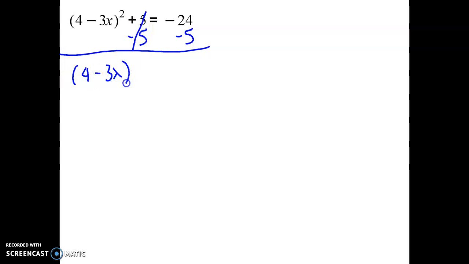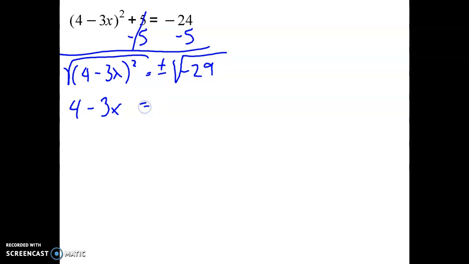So I've got 4 minus 3x, squared, on the left-hand side, and negative 29 on the right-hand side. So now look, I have the squared thing by itself. I have isolated it. I am ready to take the square root of both sides, and I will remember to put the plus and the minus right there because I have two solutions. So on the left-hand side, squared and square root are inverses. We're left with 4 minus 3x.